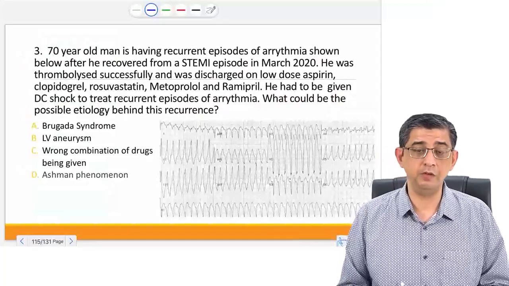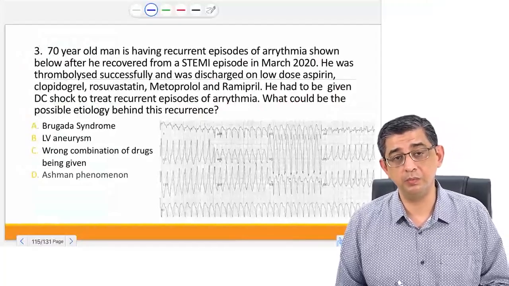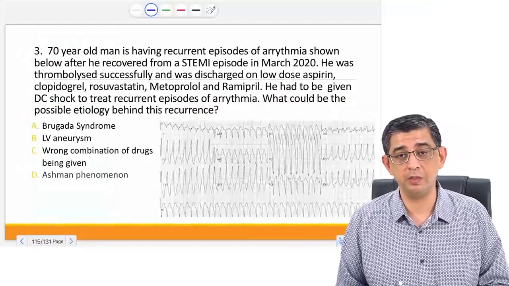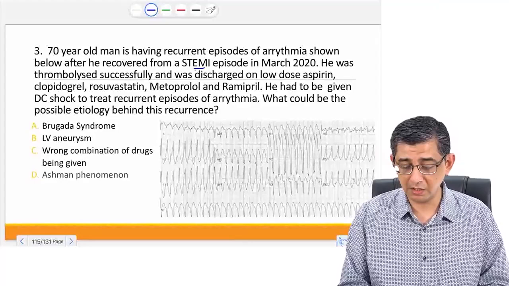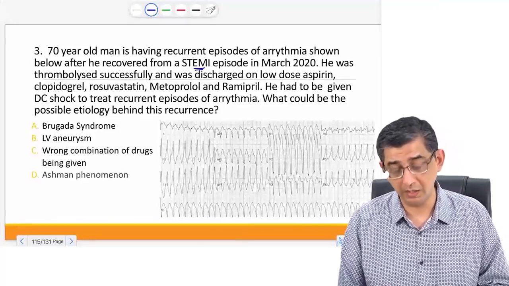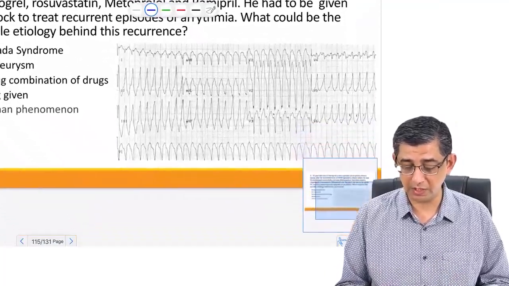The next question is relatively longish. He talks about a 70-year-old man with recurrent episodes of arrhythmia shown below after he recovered from a STEMI episode in March 2020. So he is telling you that he had a ST elevation MI. He has recovered from that, but after recovery, he is having these recurrent episodes of this tachyarrhythmia.